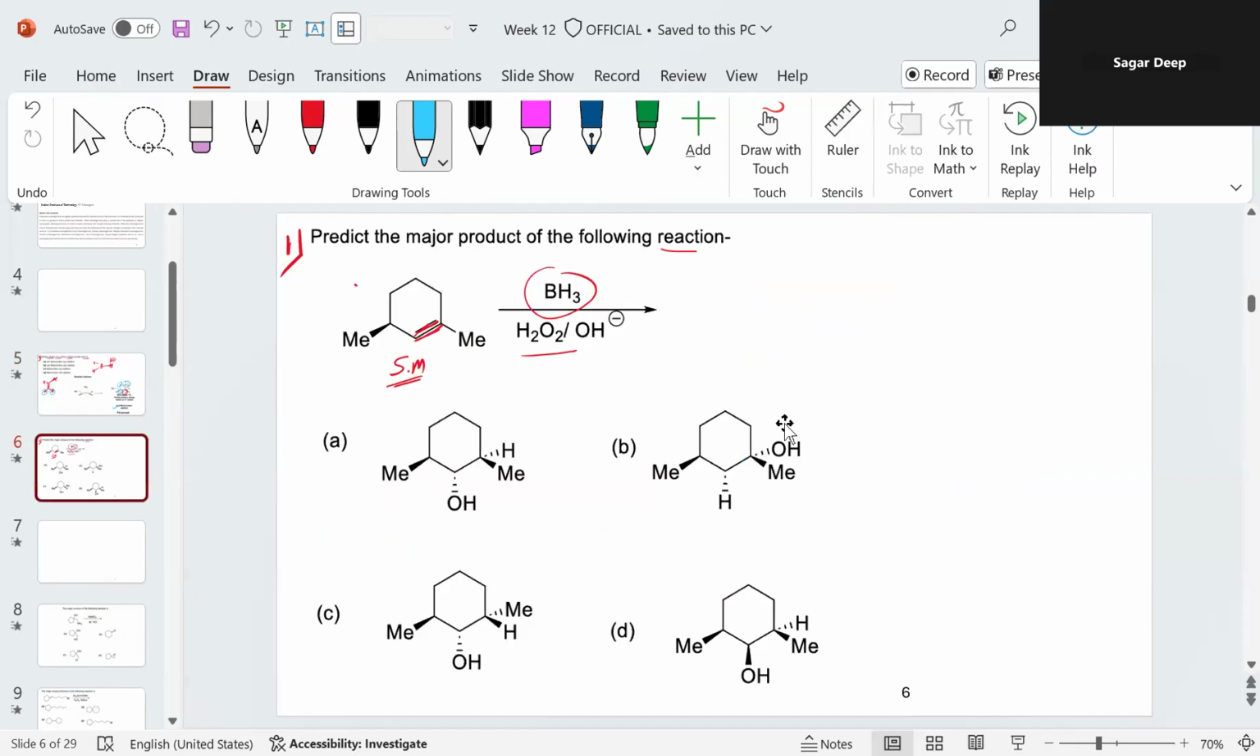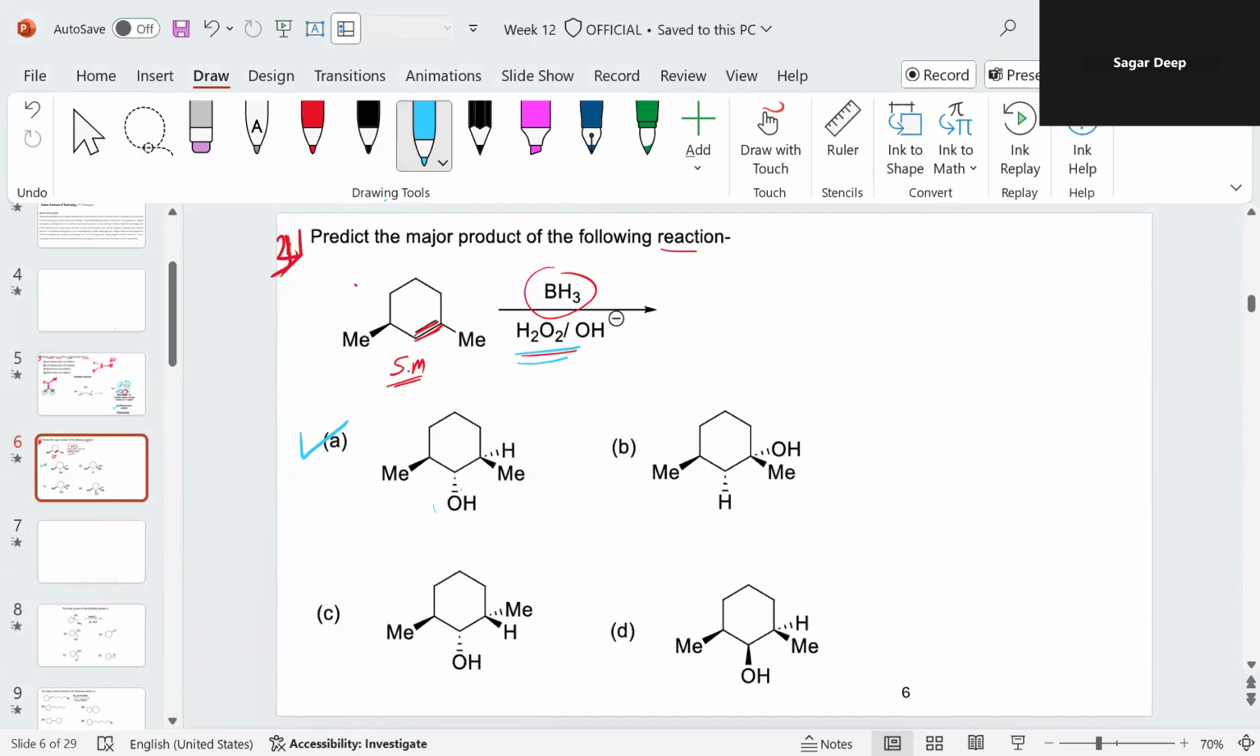This is the second question. What will be the major product formed in this reaction? This question we already covered last week, so I will directly tell you the answer. You can go through the mechanism. For this one, option A is the correct answer. Work it out, and you will understand how the hydroxy group comes at this position.